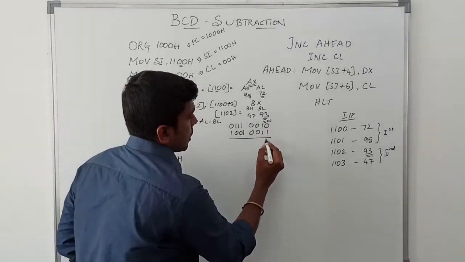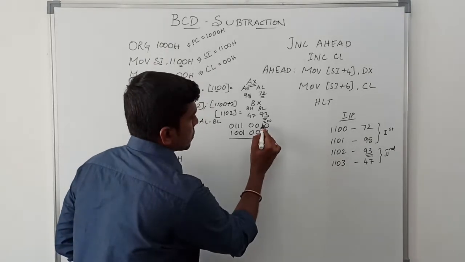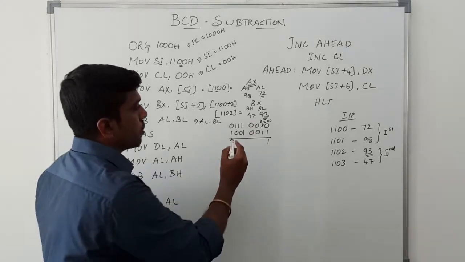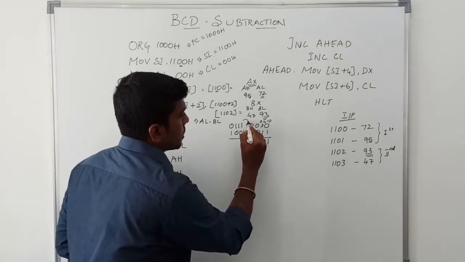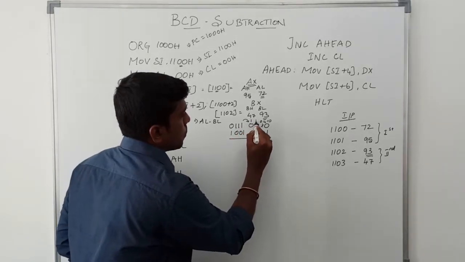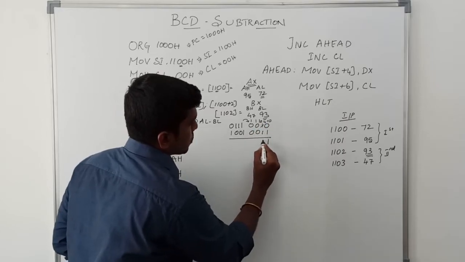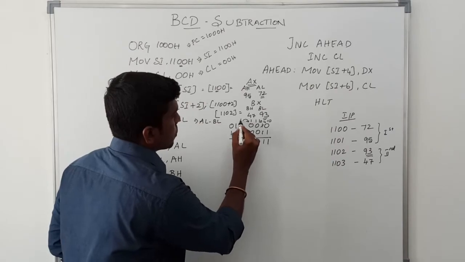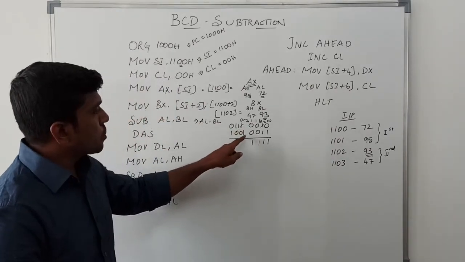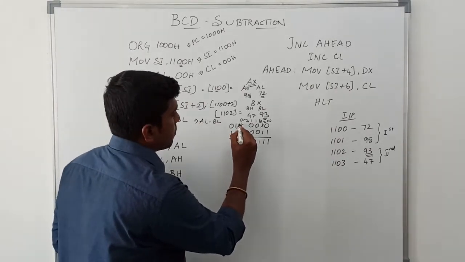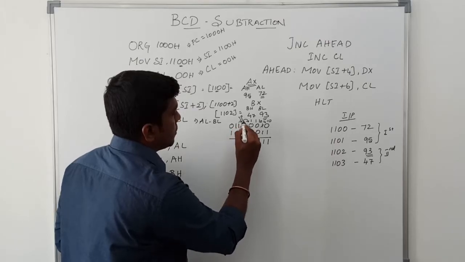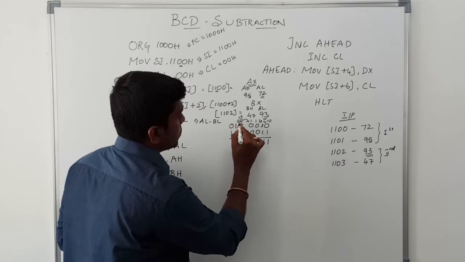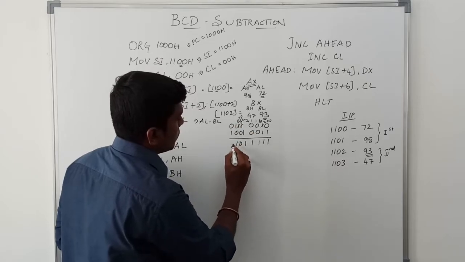So 10 minus 1 is 1. This bit goes to 0. 0 minus 1, there is no possibility. You get a borrow from the nearest bit. So this one goes here, 1, 1, 10. So 10 minus 1 is 1, 1, 1. This bit goes to 0. So 0 minus 1, there is no possibility. You get a borrow from here. 10 minus 1 is 1. This value is 0. 0 minus 0 is 0, 1.